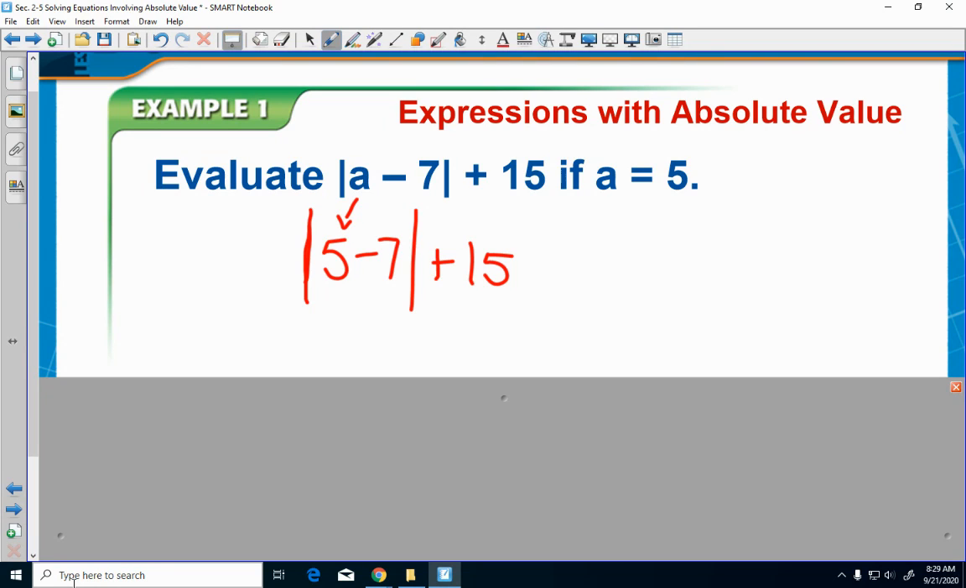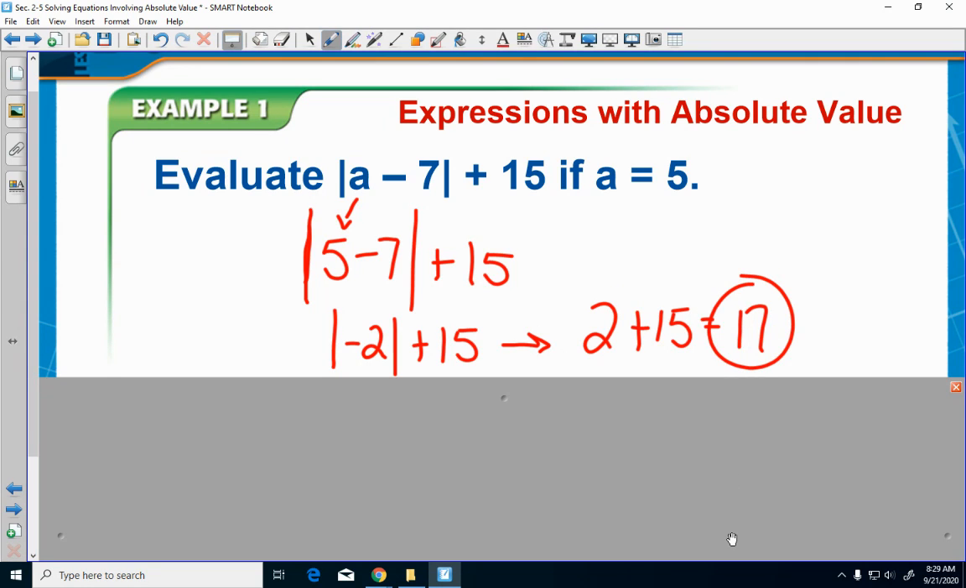Now, if this value inside the absolute value is a -2, we're really saying how many units away from 0 is that? And obviously the answer is 2 units away, which is why it becomes a 2. It's not that it just always makes everything positive, but when you're talking about distance, it can't be negative. And so we end up with an answer of 17.